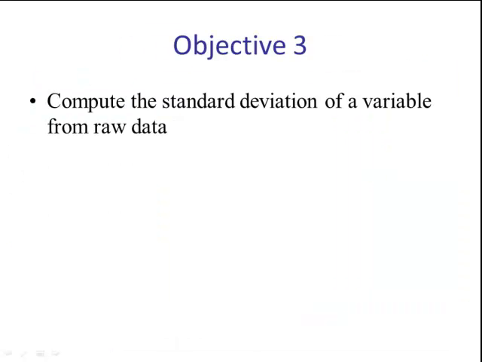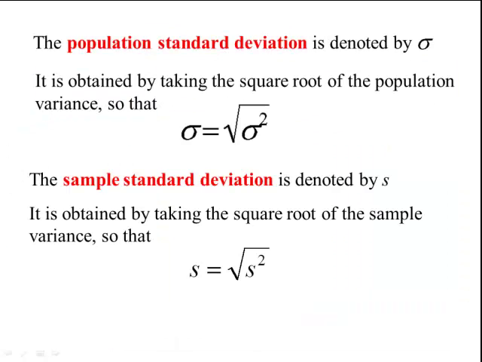Okay, lesson objective number 3, compute the standard deviation. The population standard deviation is denoted by sigma, and it's obtained by taking the square root of the population variance. So sigma is equal to the square root of the variance, sigma squared. The sample standard deviation is denoted by s, and it's obtained by taking the square root of the sample variance, so that s equals the square root of the sample variance, which is s squared. Now the reason why we're taking the square root is to get back to the original units.